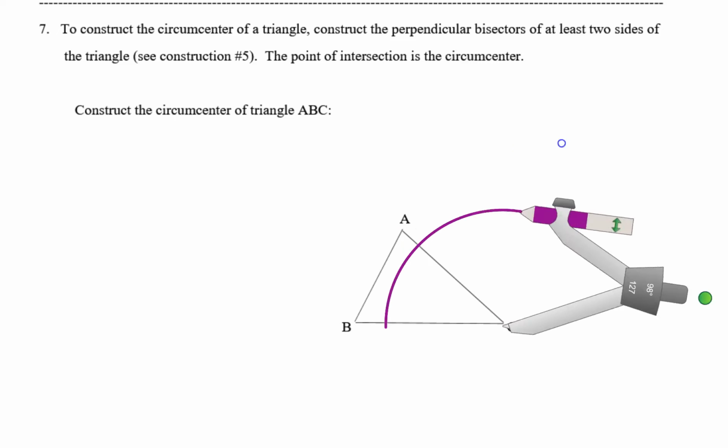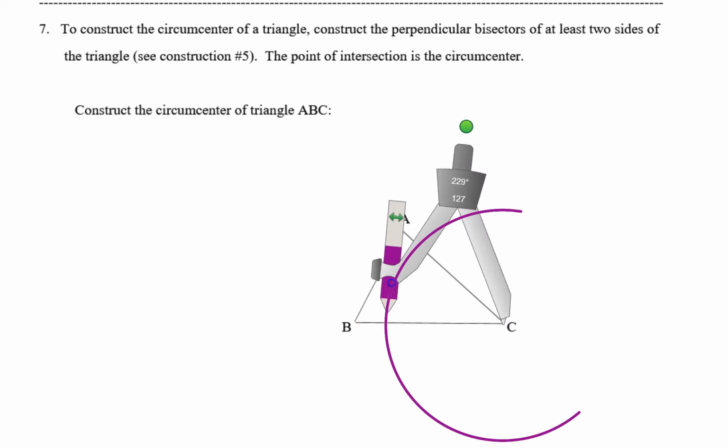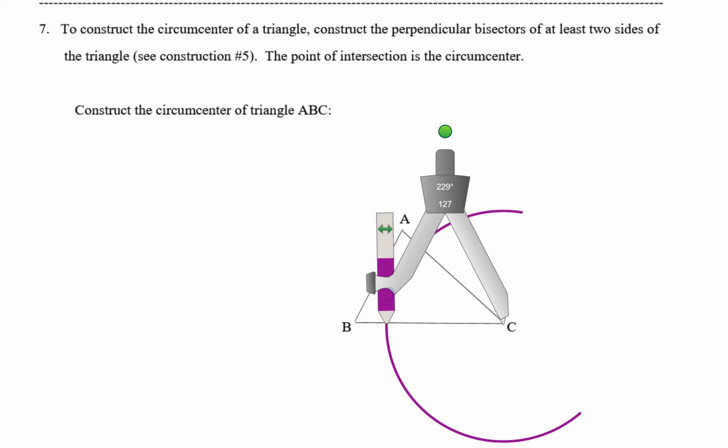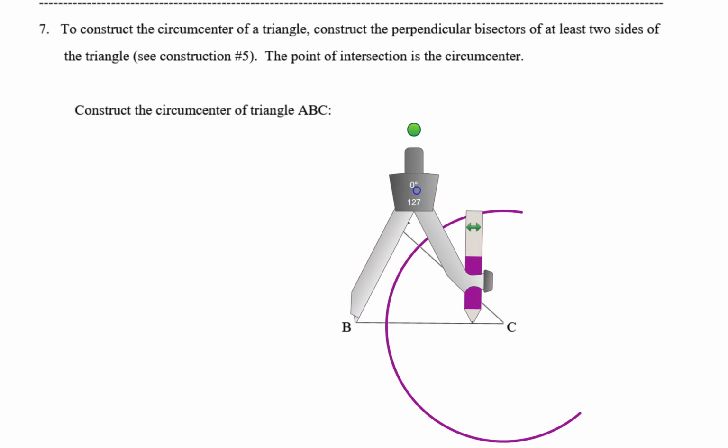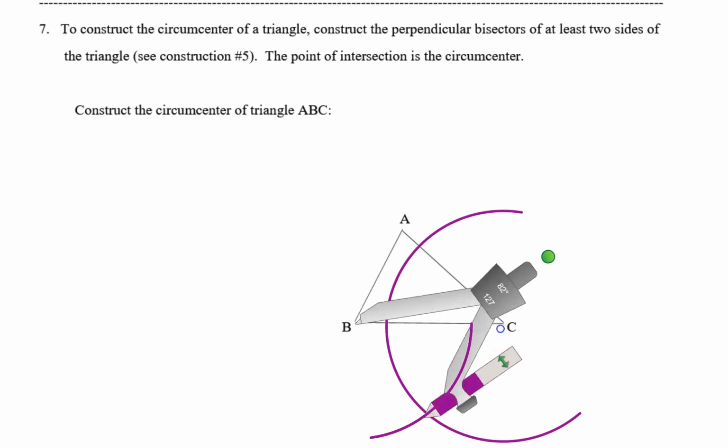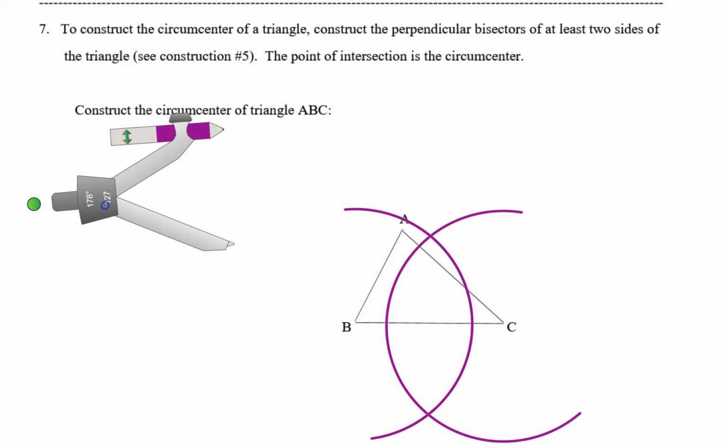And I'm going to construct an arc. Now I'm going to do the same thing on B, so I flip the compass around and construct an arc. Okay, so now I have my two intersections, so I can construct a line between them.